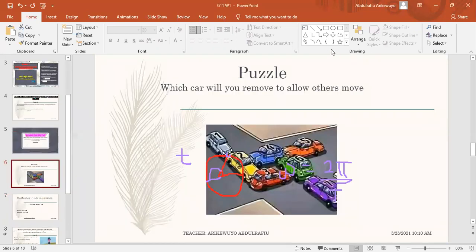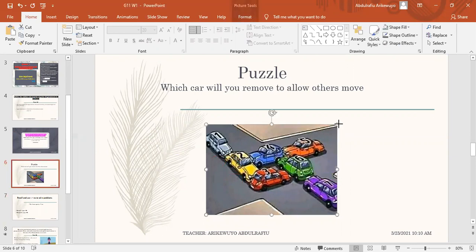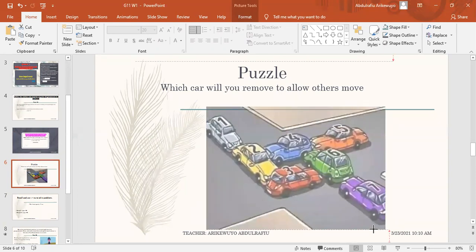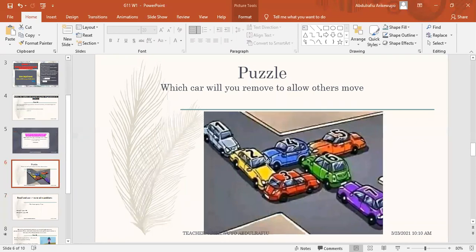Yes, I have a puzzle for you. Fantastic. So which car will you remove? You can see the puzzle here. Let me expand it so you see it very well. Now, for all of these cars to be able to go, which car will you remove first?